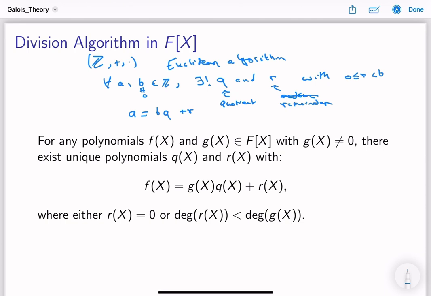Now you ask the question, can we divide polynomials with remainder? Can we do the same for polynomials? Well, it turns out that you can, as long as your coefficients are coming from a field. If the coefficients are coming from a field F, then you have the division algorithm in F adjoin x.